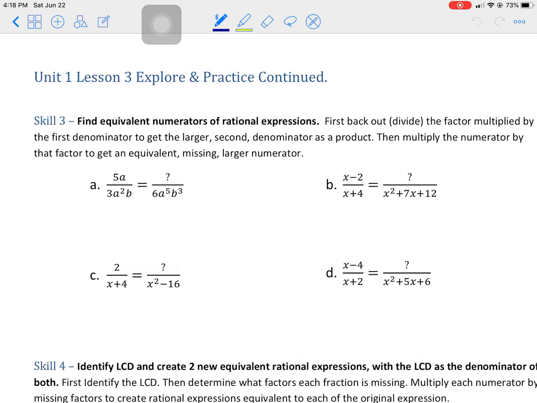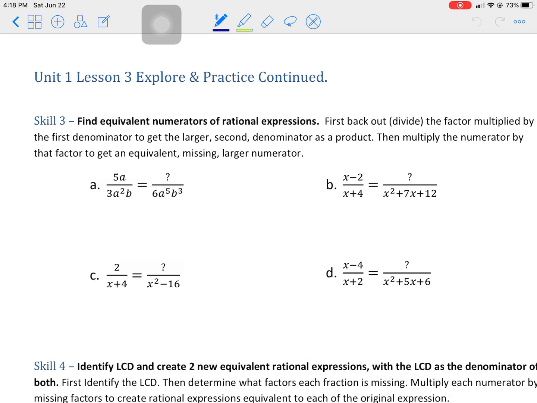All right, second page of lesson 3 for unit 1. Find the equivalent numerators of rational expressions. First, back out or divide the factor multiplied by the first denominator to get the larger second denominator as a product. Then multiply the numerator by that factor to get the equivalent or missing larger numerator.